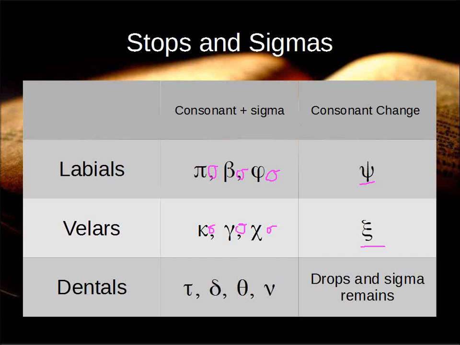Okay, and then finally, our dentals. There's four of them. There's four dental letters. We have tau, delta, theta, and nu. All right, those are our four dental consonants. And what happens to them is they get freaked out by the sigma. So imagine the sigma and these dental letters were out on a date, and these dentals were too intimidated by the sigma. So they didn't even have the date. They run away, if you will. You don't see these consonants anymore, and all that remains is that sigma. So that's what I mean when these dental letters drop, they disappear, and then the sigma remains.